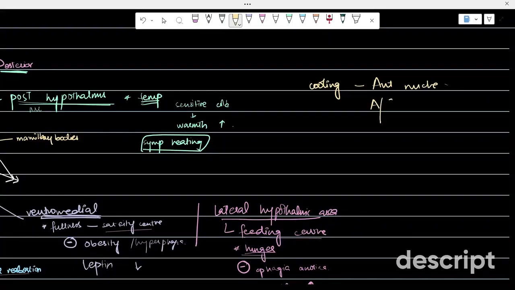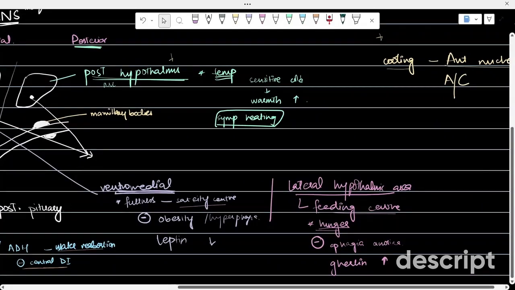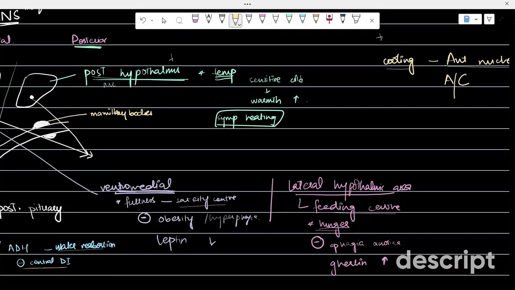So remember it by the mnemonic AC. AC is responsible for cooling our room. So cooling and anterior nucleus are correlated. Again, these are very important MCQs. The ventromedial area is responsible for fullness, lateral for feeding, posterior for temperature, specifically heating the body, and anterior for temperature, specifically cooling the body.